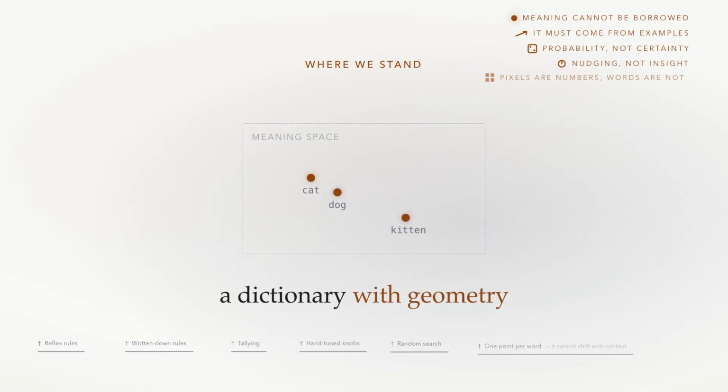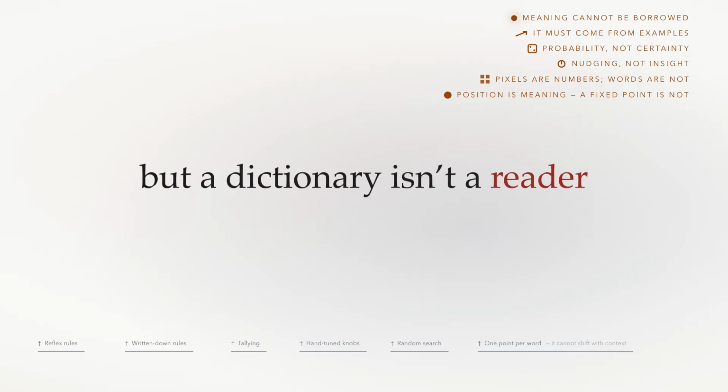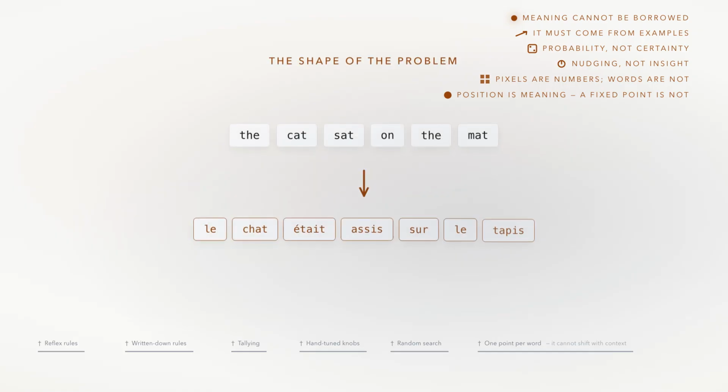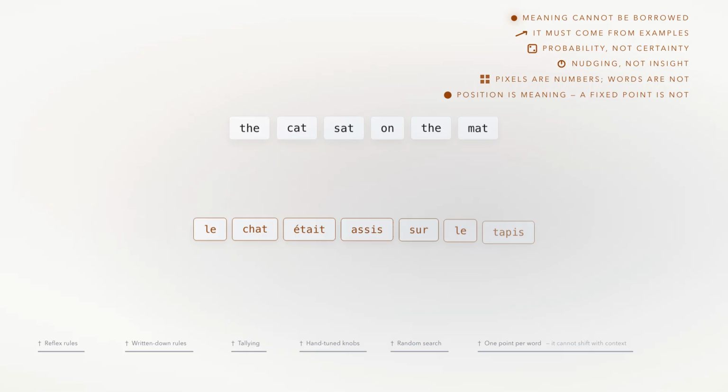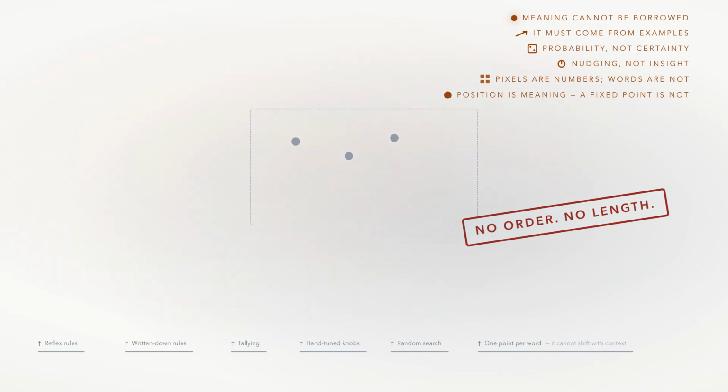Where we stand, every word now has a learned position in a space of meanings, a dictionary with geometry. But a dictionary isn't a reader. Take a real task, the one that's been shadowing us since episode 2, translation. Turning "the cat sat on the mat" into French means taking in a sequence and producing a different sequence. Often a different length, with the words in a different order. Points in a space say nothing about any of that.